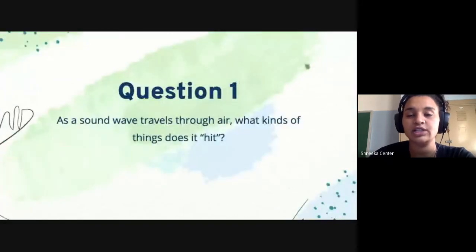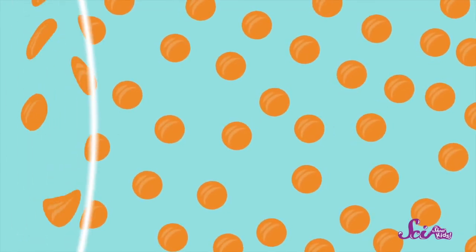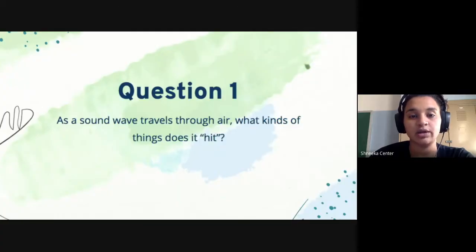So now let's watch the clip for question 1. After something like a vocal cord or a guitar string moves, it makes the air move too. And we know that air is made up of very tiny particles, and these particles end up carrying the vibrations through the air so sound can travel. Now answer question 1. As a sound wave travels through air, what kinds of things does it hit?